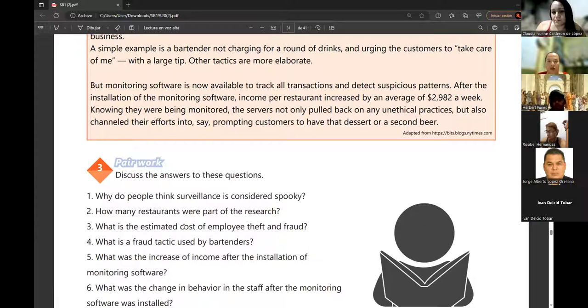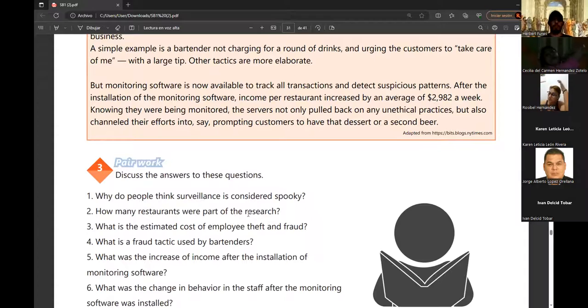What is the estimated cost of employee theft and fraud? 200 billion. 200 billion. Okay, that's a lot. What is the fraud tactic used by the bartender? The tactic used by the bartender is not charging for a round of drinks and urging the customer to take care of me with a large tip. Excellent. All right, very good.